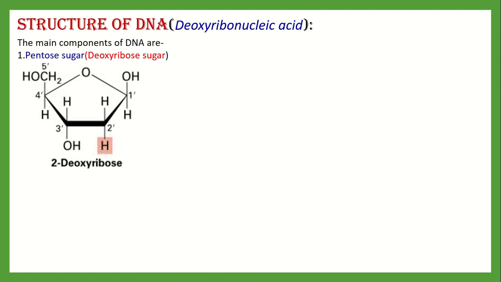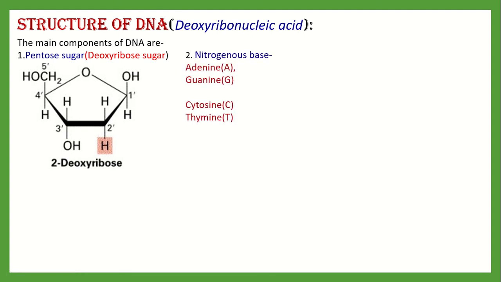Everybody see the figure here, the carbon number 1, 2, 3, 4 and 5. This one is a pentose sugar because here 5 carbons are present. In this figure, at carbon number 2, one oxygen is lacking. So that is why the name of this sugar is deoxyribose sugar. Here deoxy means lack of oxygen. So here one oxygen is missing at carbon number 2. That is why this sugar is called deoxyribose sugar.